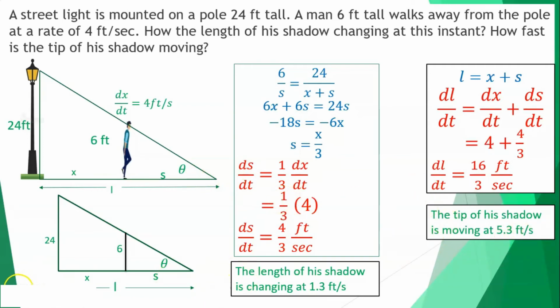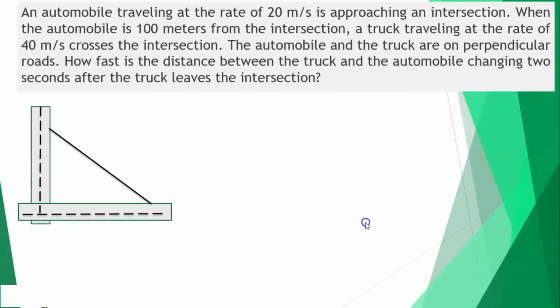Okay, another example. An automobile traveling at a rate of 20 meters per second is approaching an intersection. When the automobile is 100 meters from the intersection, a truck traveling at a rate of 40 meters per second crosses the intersection. The automobile and the truck are on perpendicular roads. How fast is the distance between the truck and the automobile changing 2 seconds after the truck leaves the intersection?